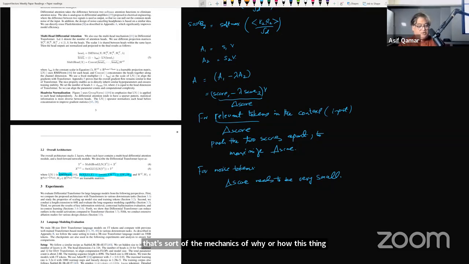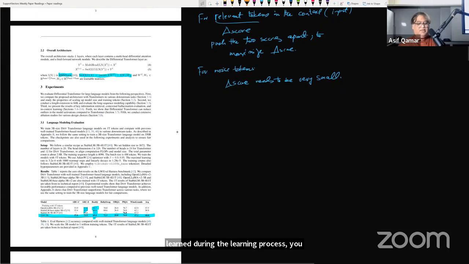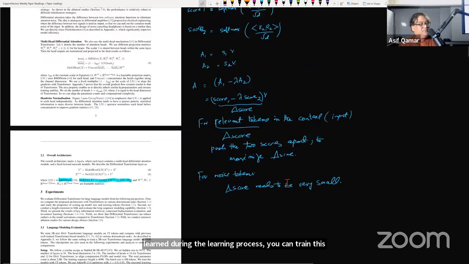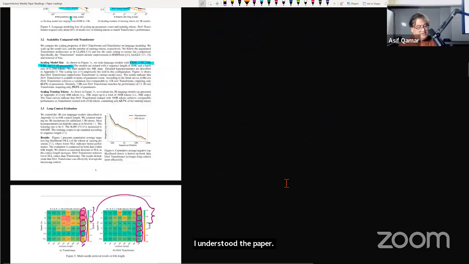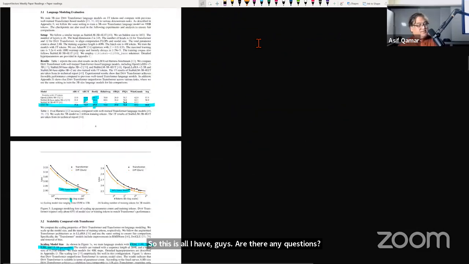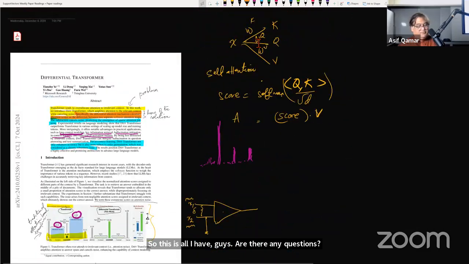You can train this transformer to do what it is doing. So this is the way I understood the paper. So this is all I have, guys. Are there any questions? Was it clear, guys? Was the explanation reasonably clear? Or did it make sense?